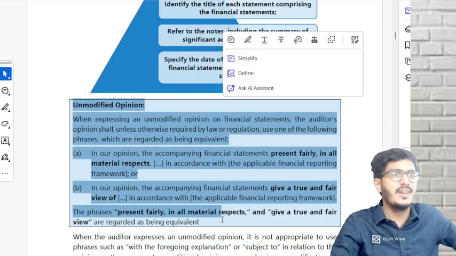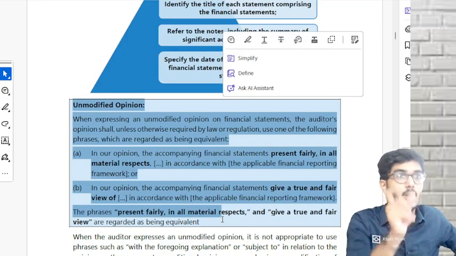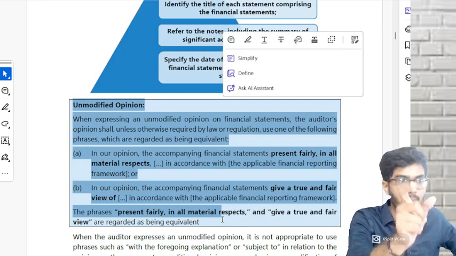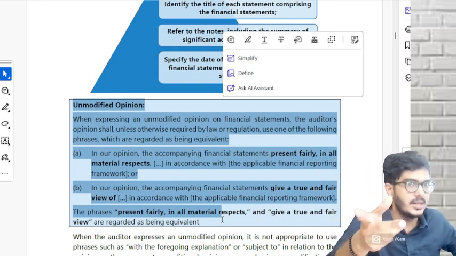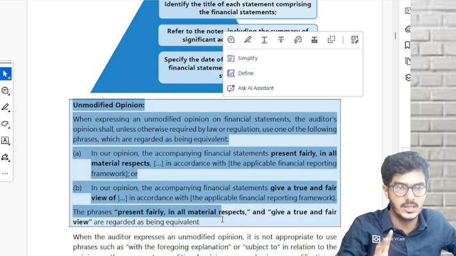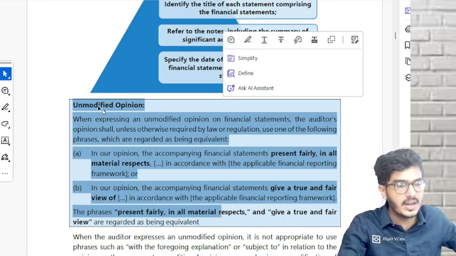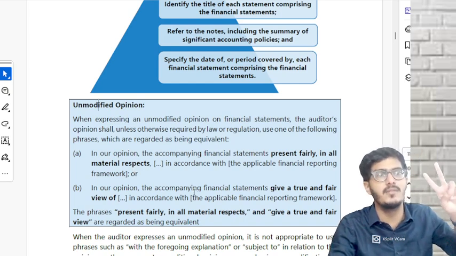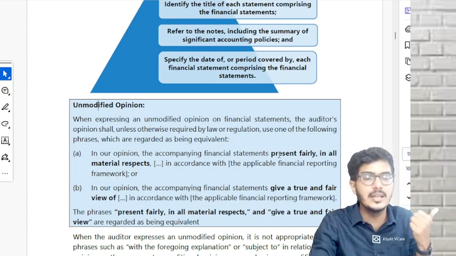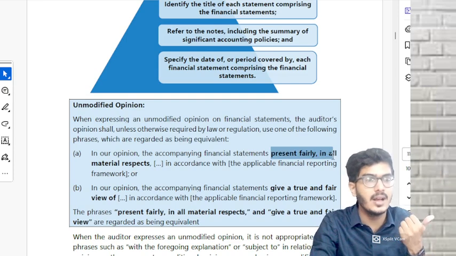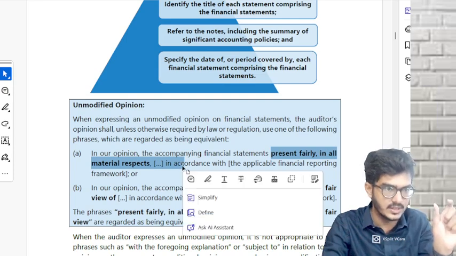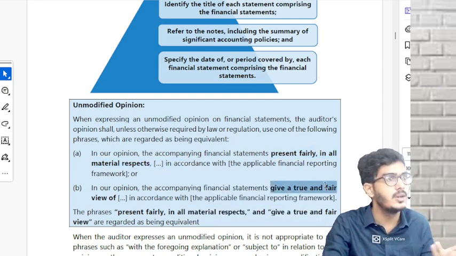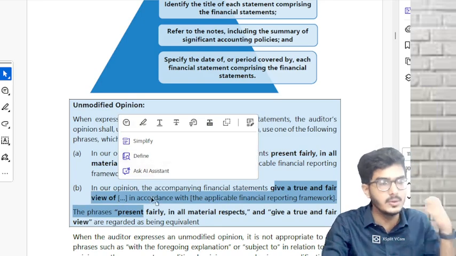Why? Whenever you are giving an opinion, your language matters a lot, because in a modified opinion, your language changes. You cannot write that it is giving a true and fair view always. Whenever you're giving an unmodified opinion, there are 2 options available with the auditor. How many? 2 options. Either you write that the financial statements present fairly, in all material aspects. Or, if not, you can use the words gives a true and fair view. Either use this or use this.